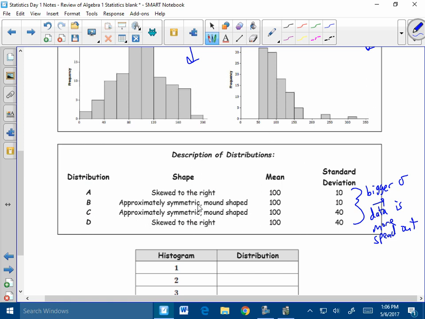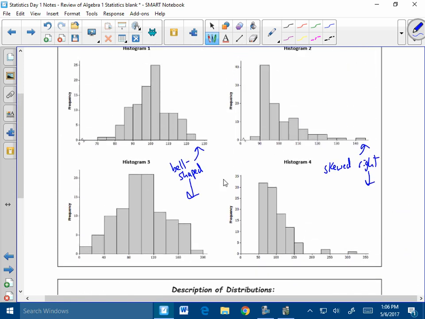So if I start with B and C, which are my bell-shaped ones, my mound-shaped ones, let me look at the range of my data values here. This one goes from 70 to about 125. And then this one goes from 0 to 200.